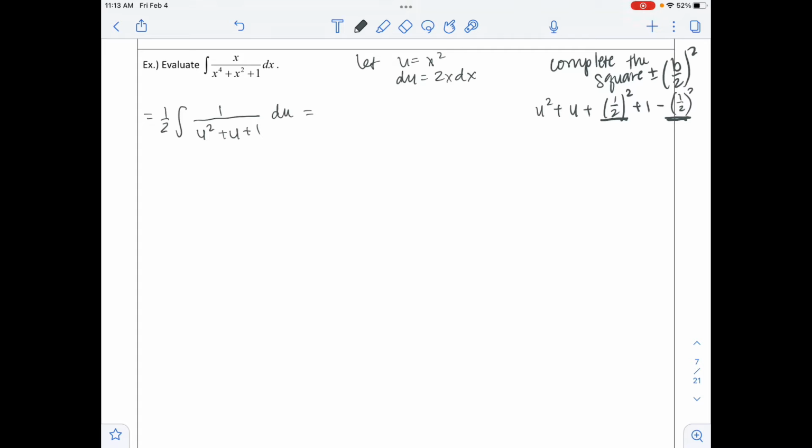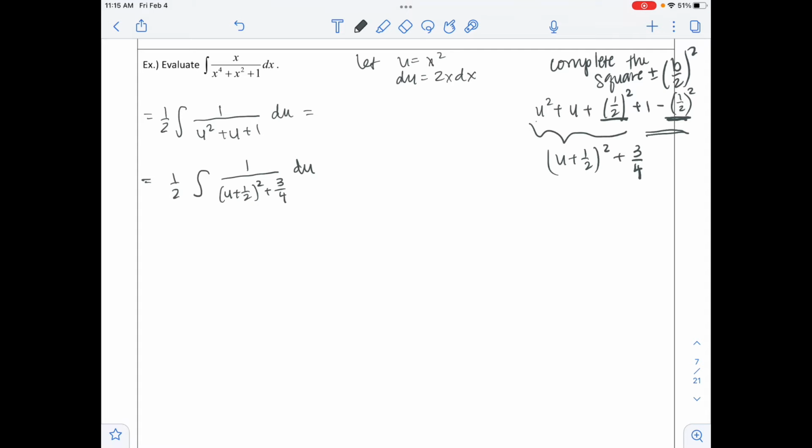So we're going to add it and subtract it, and that way it's like we didn't do anything to the problem. From here, this left side is going to become u plus 1/2 quantity squared, and then I have a plus 1 minus 1/4, which is going to become plus 3/4. And so I'm able to rewrite this as 1/2 times the integral of 1 over u plus 1/2 squared plus 3/4 du.